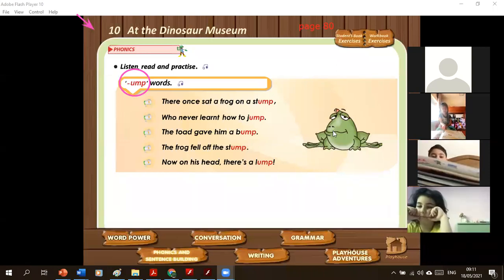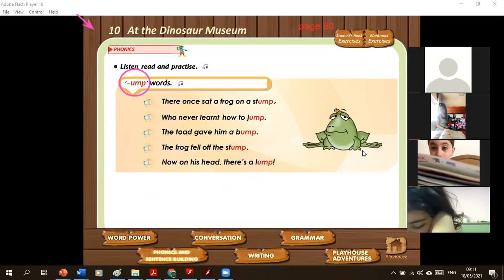Let's go for... What do we see here in this picture? We can see a cat. Yawa Qutayba, what do you think? What do you see? Frog. Excellent. Let's listen and let's see what's happening with this frog.